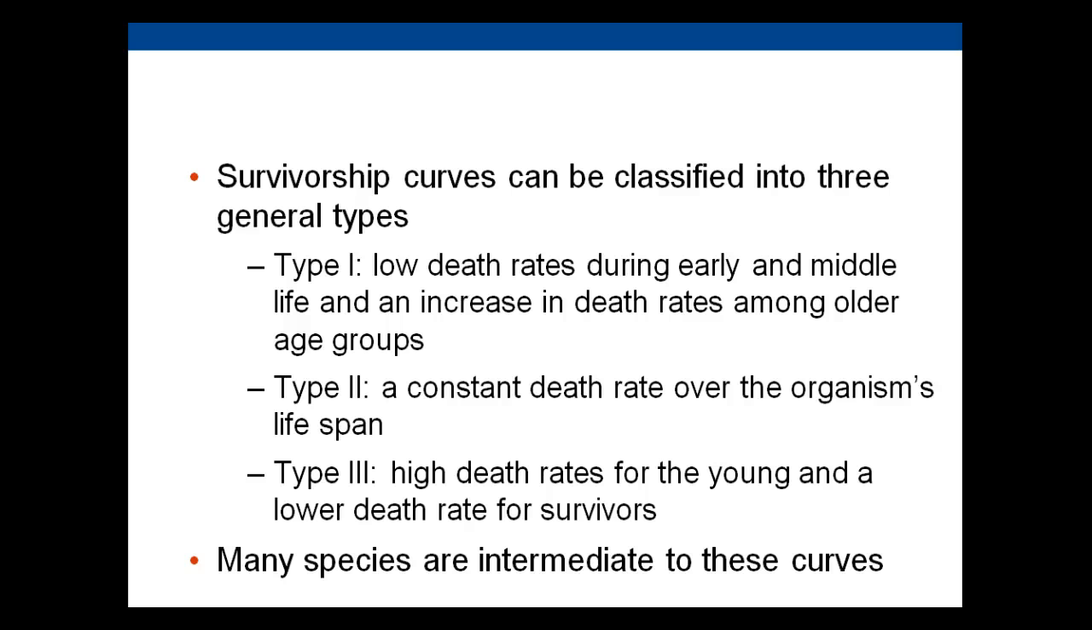Type 1, Type 2, and Type 3. Type 1 is low death rates during early and middle life, but an increased death rate as you go. Type 2 is a constant death rate over the lifespan. Type 3 is high death rates for the young, which is one of the things they talked about, how organisms spend a lot more time with their young to help them survive. So when you get a lot of offspring, the death rate tends to be quite high when you get clutches that are very, very high. Whereas with humans, we put all our energy into one organism to make that survive.